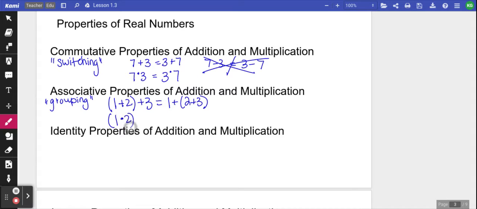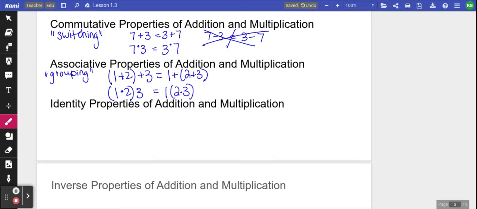1 times 2 is 2, times 3 is 6. 2 times 3 is 6, then times 1 is 6. So again, it works for addition and multiplication, does not work for subtraction or division.